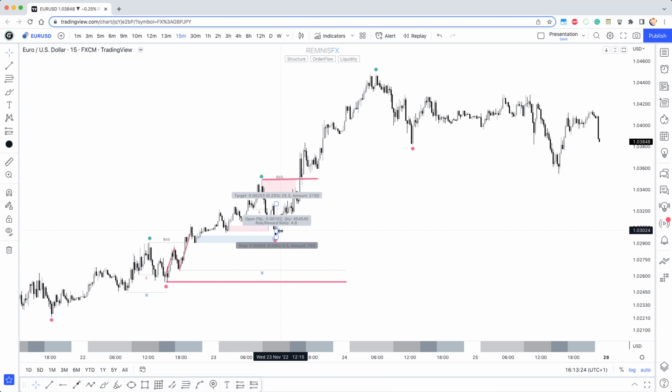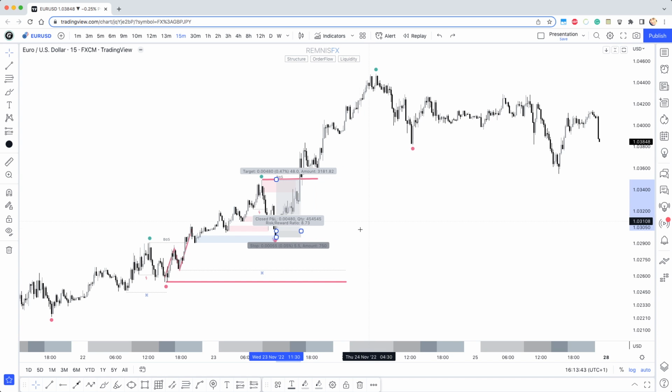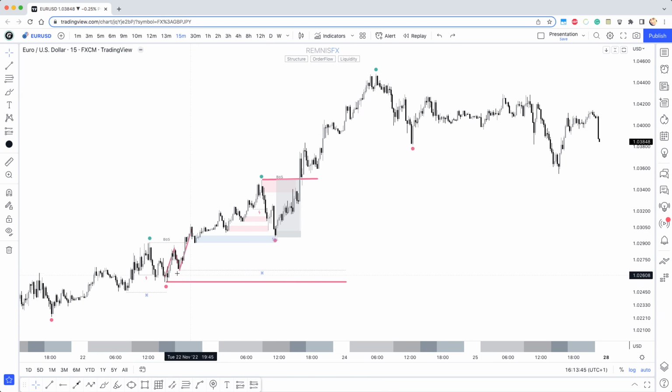Okay, so you could have done something like this, right? And that would have been like an 8.7 R winning position, because you are following the momentum and the bias with your structure mapping, identifying your liquidity areas and possible smart money traps. So that is one thing.